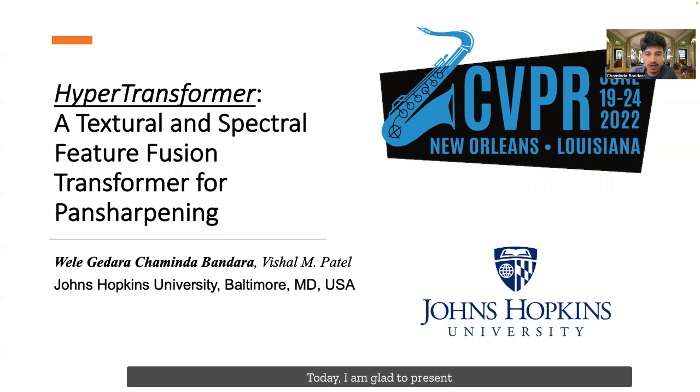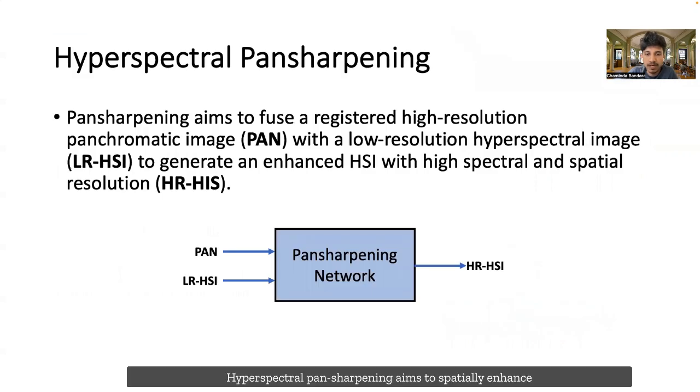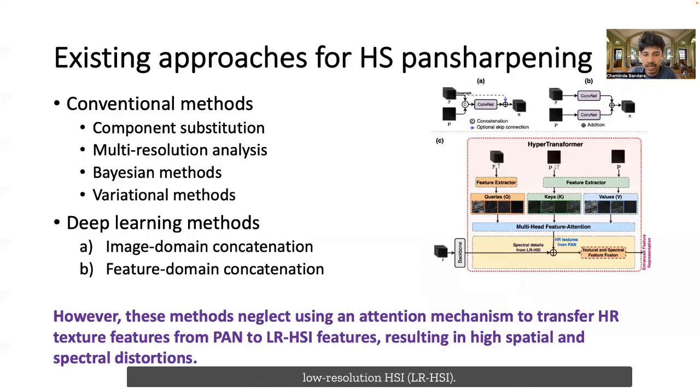Today, I am glad to present our work on hyperspectral pan-sharpening. We propose a textural and spectral feature fusion transformer for pan-sharpening called HyperTransformer. Hyperspectral pan-sharpening aims to spatially enhance low-resolution hyperspectral images by transferring textural details from high-resolution panchromatic images while preserving the spectral characteristics of original low-resolution HSIs.